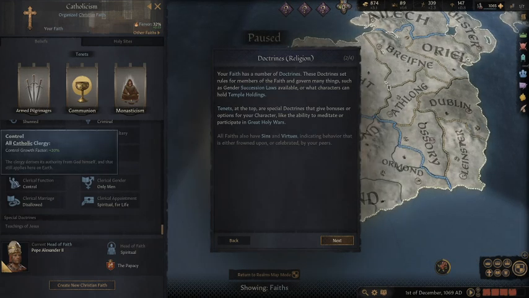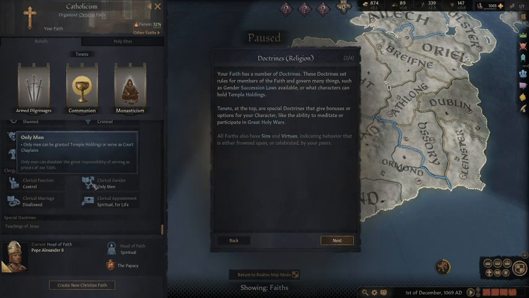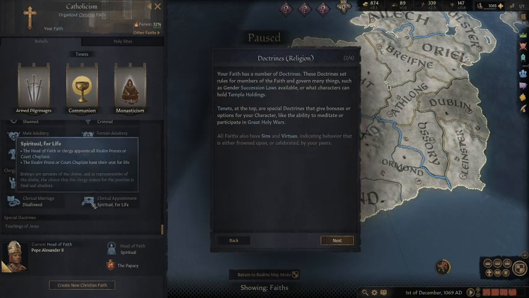Clergy doctrines, clerical function: control. The clergy derives its authority from God himself, and that still applies here on earth. The clerical gender: only men. Only men can be granted temple holdings or serve as court chaplains. Only men can shoulder the great responsibility of serving as priests of our faith. Spiritual role: for life, native clerical appointment. The head of faith or clergy appoints all realm priests or court chaplains. The realm priest or court chaplain has their seat for life.